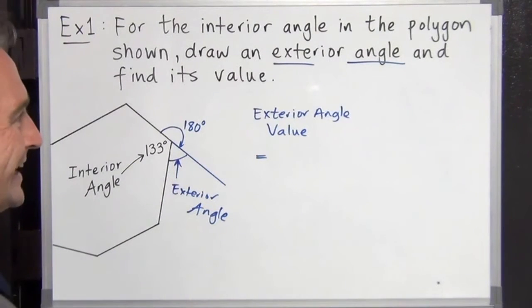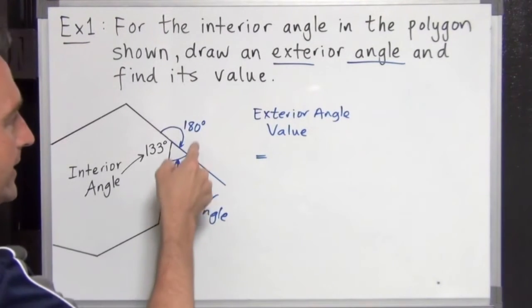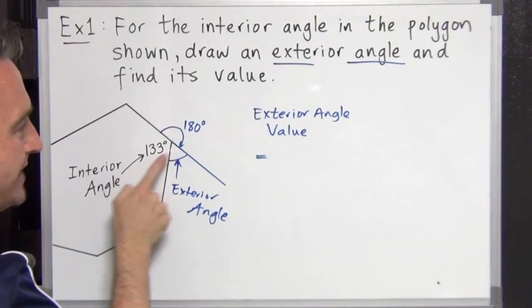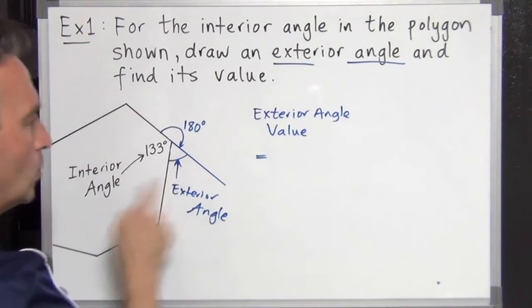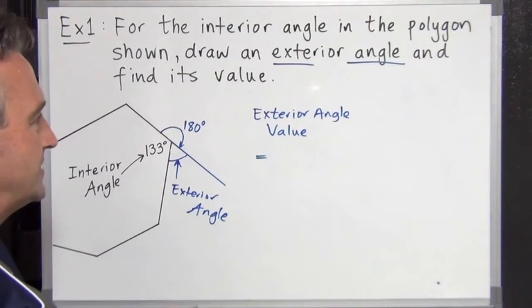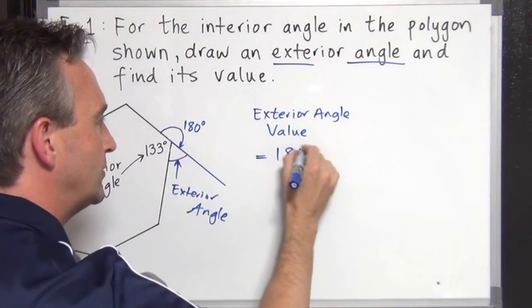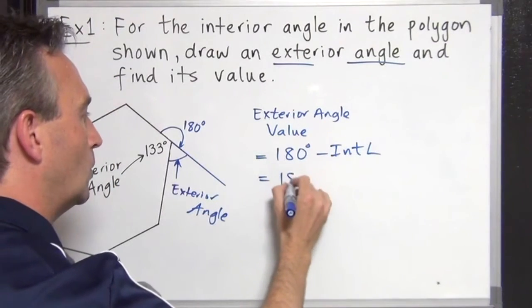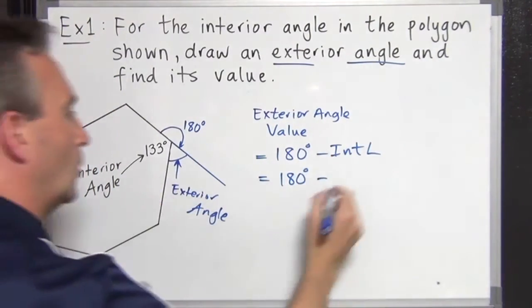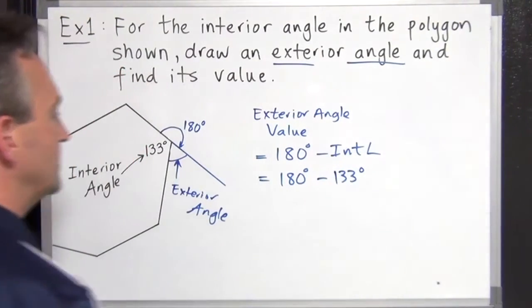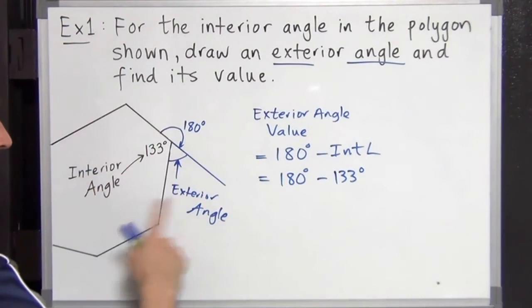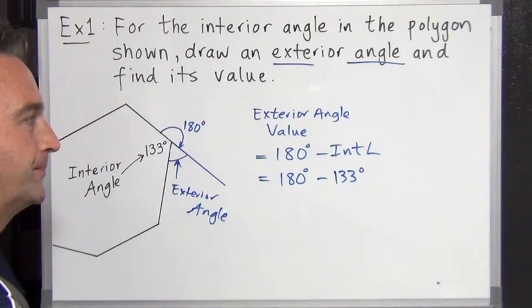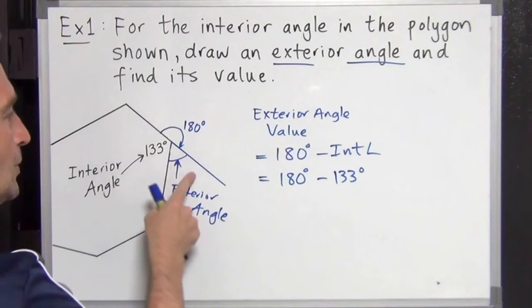And to find the value of the exterior angle, it's pretty straightforward. Here we've got 180 degrees, and on the inside we've got 133 degrees, and the exterior angle added together will also give 180. So the value for the exterior angle is always 180 degrees minus the interior angle. So in this case, 180 degrees minus 133. The interior angle and the exterior angle will be supplementary. Supplementary, of course, means the two angles add to 180.